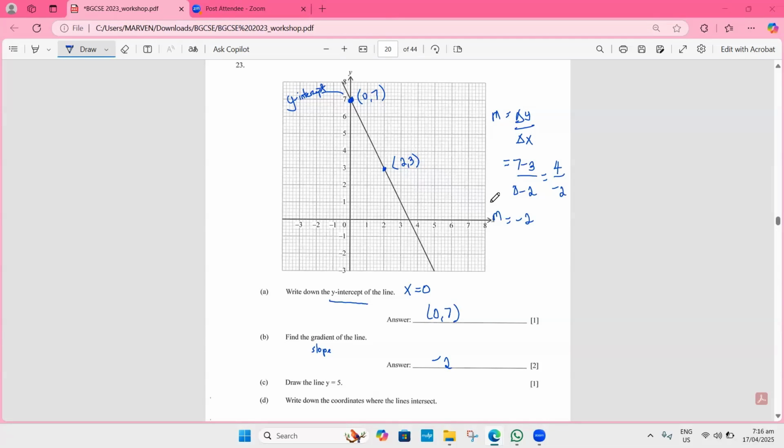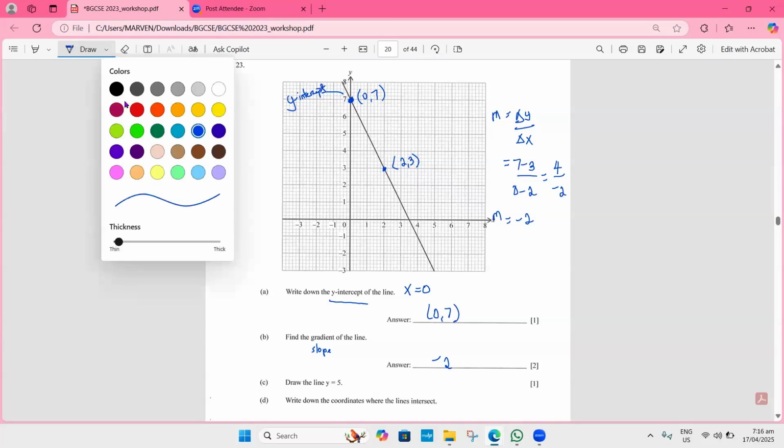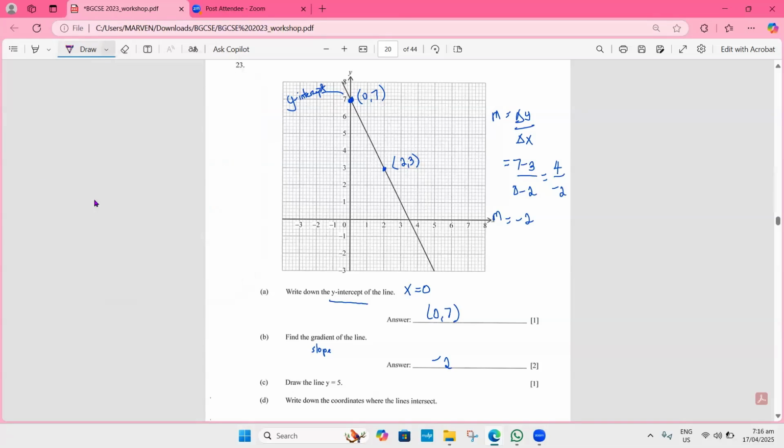Next, for letter C, we have to draw the line y is equal to 5. At the y coordinate, we find 5. When we say y is equal to 5, it is a horizontal line. So this line is y is equal to 5. So that's letter C.